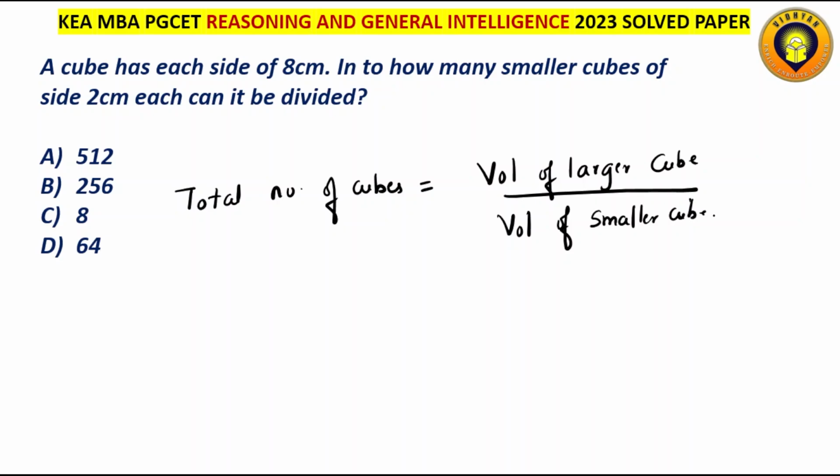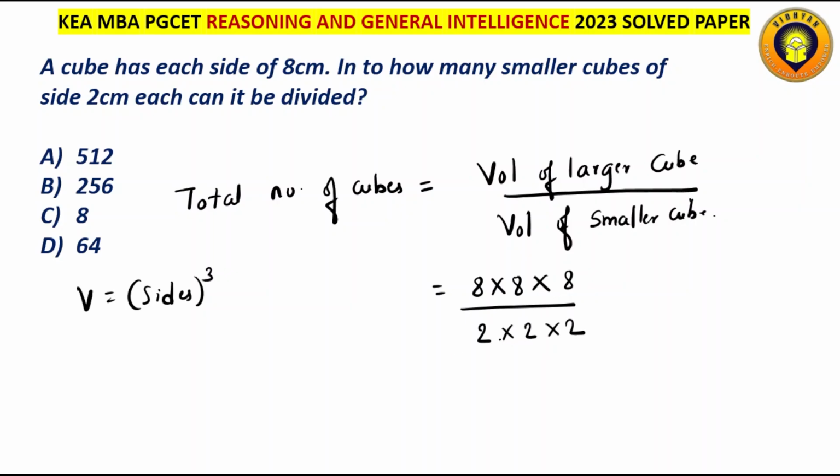Now what is the formula to find the volume of the cube? Volume of the cube is nothing but side cubed. So therefore volume of larger cube will become 8 cubed, which is 8 into 8 into 8, and volume of smaller cube will become 2 cubed, which is 2 into 2 into 2. 2 2s are 4, 4 2s are 8, so 8 and 8 get cancelled. 8 times 8 is 64. Option D is the answer.